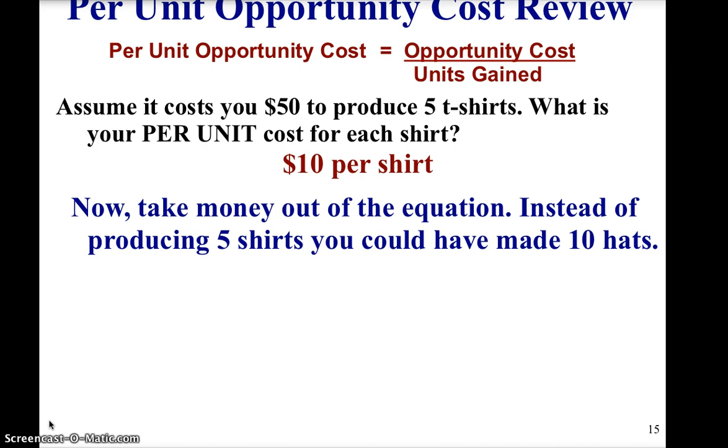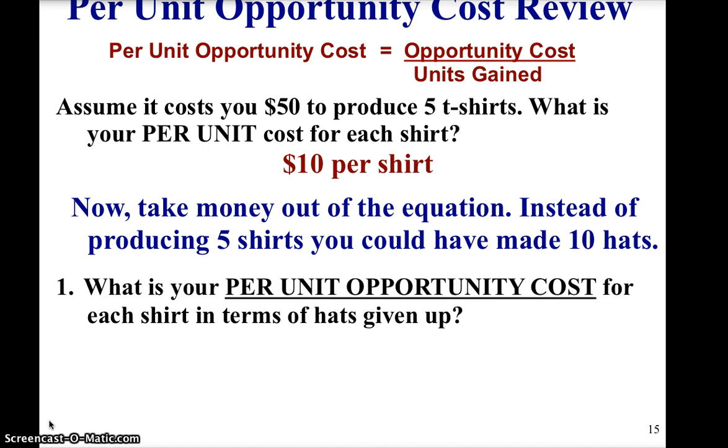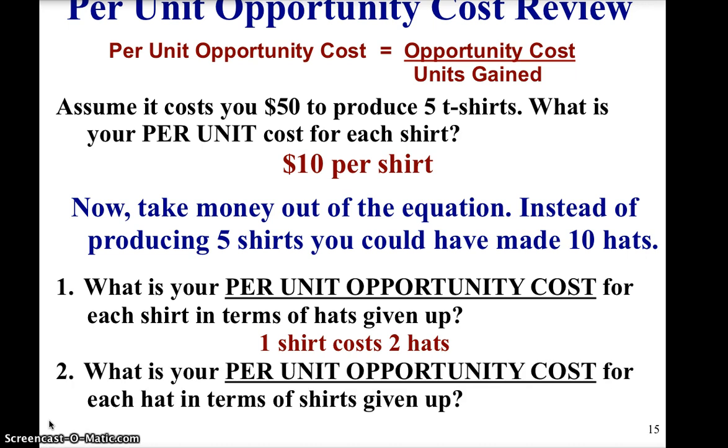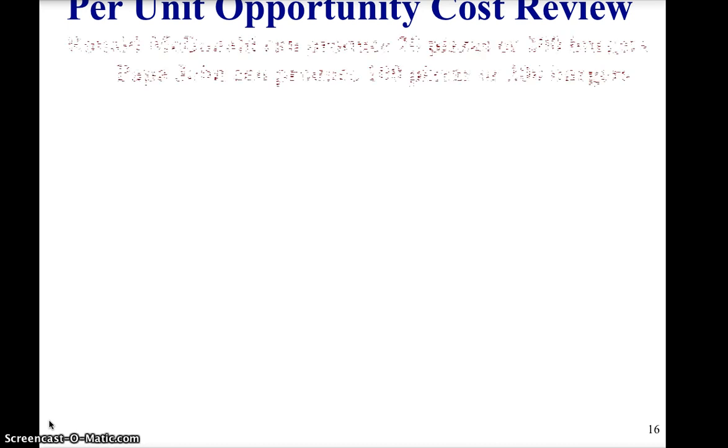Now take money out of the equation. Instead of producing 5 shirts, you could have made 10 hats. Then what's your opportunity cost? Well, for every shirt you produced, you could have produced 2 hats, right? So one shirt costs you 2 hats. So it doesn't always have to be in money. It can be in other things. And that leads us to the idea that you can use this comparative advantage with a production possibilities curve, right, when you're producing 2 items. So what's your per unit opportunity cost for each hat in terms of shirts given up? Well, producing each hat costs you half of a shirt, okay? So you can see how that works.